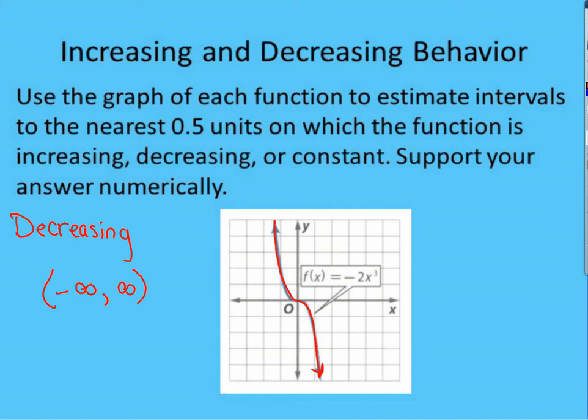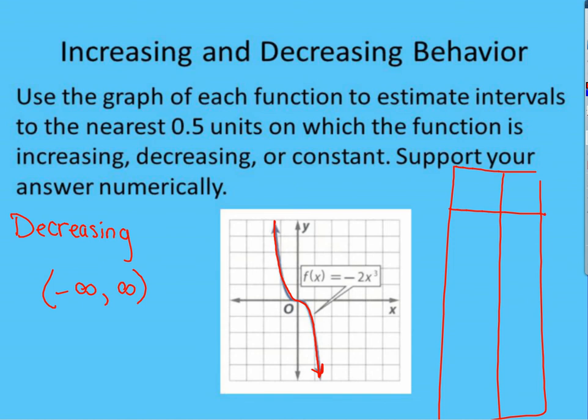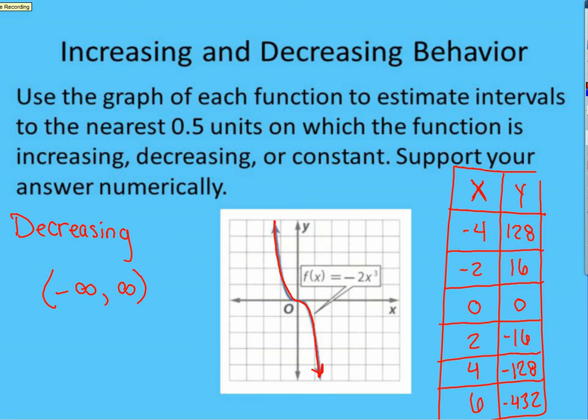But it does say we need to support our answer numerically. So we would just make a table of x and y values to show that it is decreasing the entire function. If we make our table, our x values are shown. Remember to find your y values, you would just plug them into this formula right here. So I could do -2 times -4 cubed, and our value would be 128. As we can see from the table, for all the values of x, it is a decreasing function.